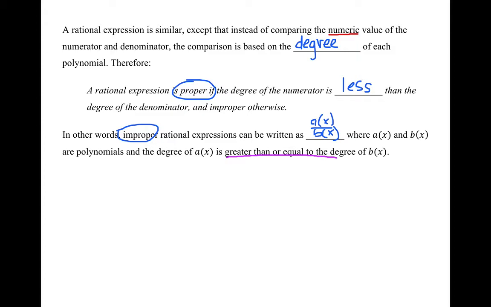So remember, the degree is the biggest exponent of the polynomial. So when we're looking at improper versus proper rational expressions, we're looking at what is the biggest exponent on top, when something's in factored form, and comparing it to the biggest exponent on bottom when it's in factored form.